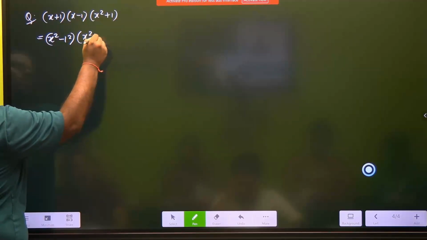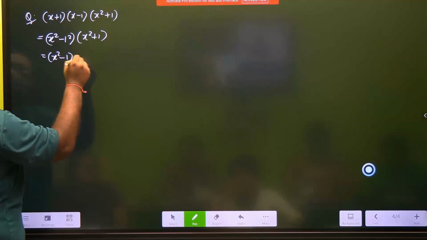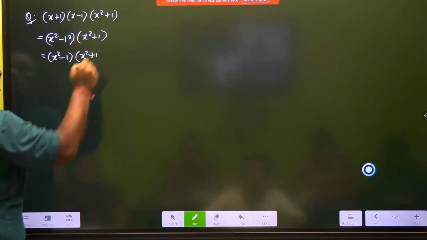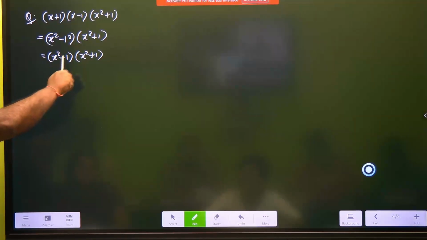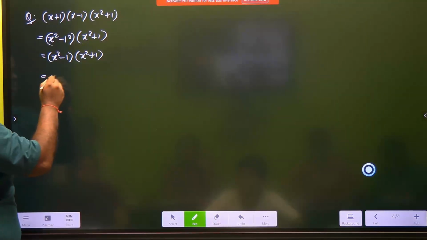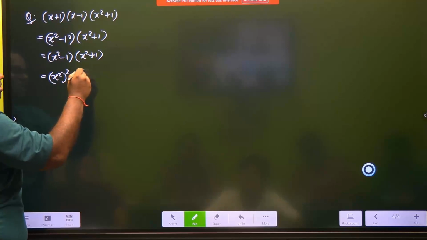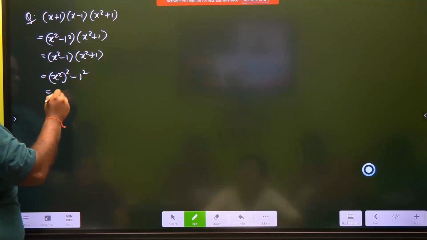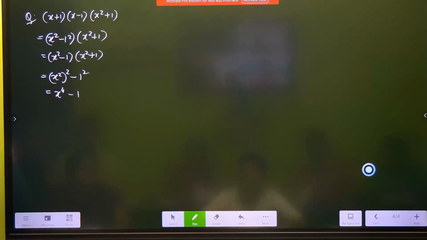And I can write this as (x square minus 1)(x square plus 1). Again, there is applicability of the same formula. See, x square minus 1, x square plus 1. Now it will be x square whole square minus 1 square. So the final answer becomes x4 minus 1.